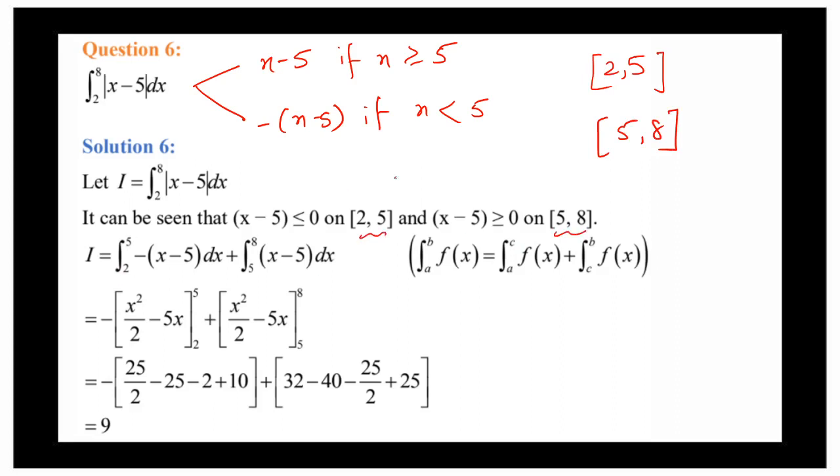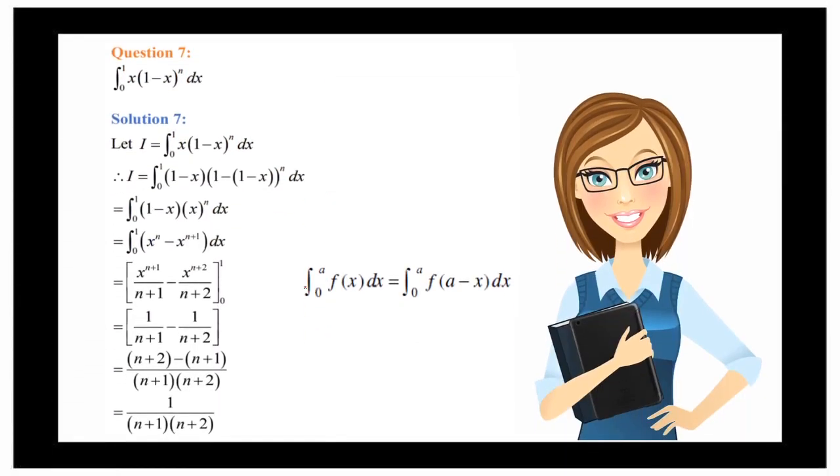So in 2 to 5, whenever our x is less than 5, the value of the function is minus of x minus 5. And in the second interval, 5 to 8, our x is greater than or equal to 5, so the value of the function is x minus 5. And after that, integrate and apply the limits.